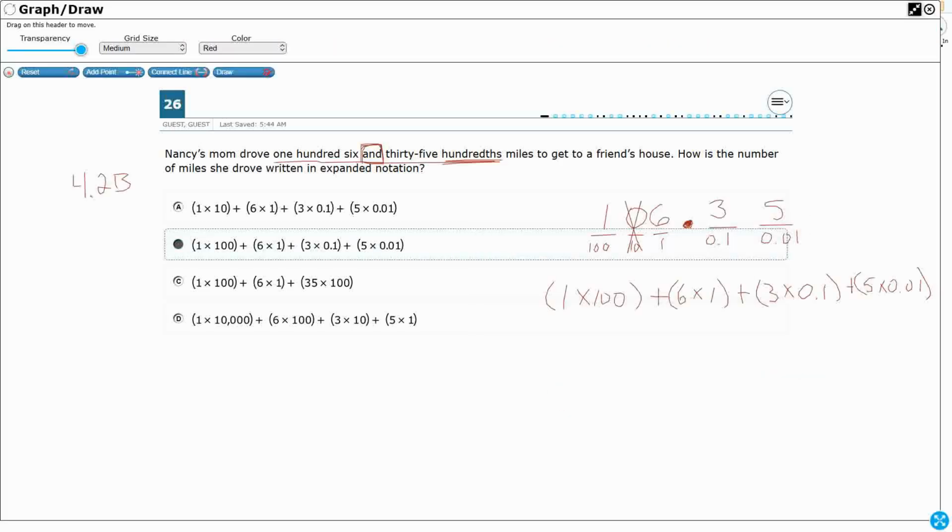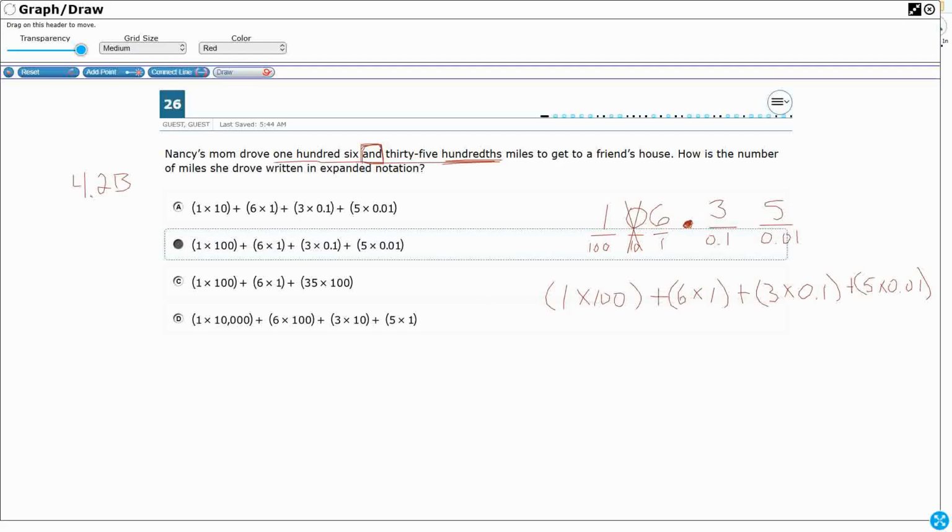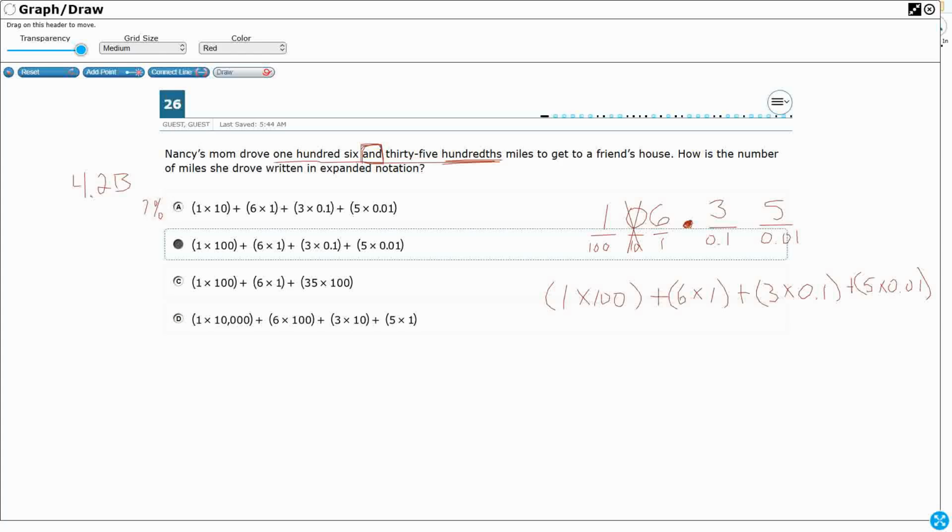Now let's see how we did across the state here. So we had 7% of our students choose A. We had 10% of our students choose C. We had 7% of our students choose D. And you see here, C was the most incorrect answer. The rest of these are just wrong all over the place. But this person at least got the whole numbers right. And they read 35 hundredths as 35 hundreds.